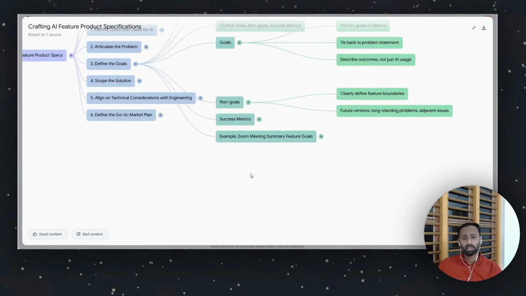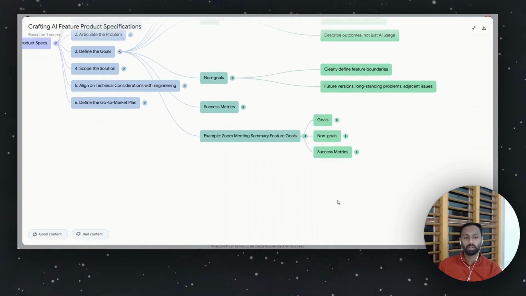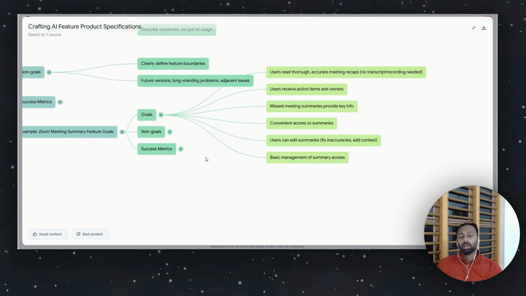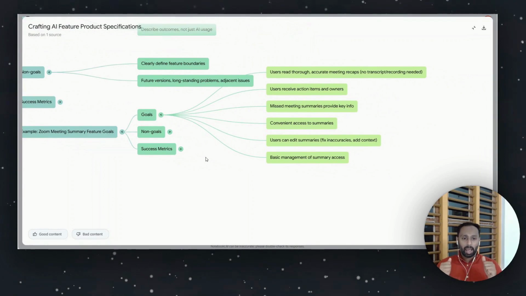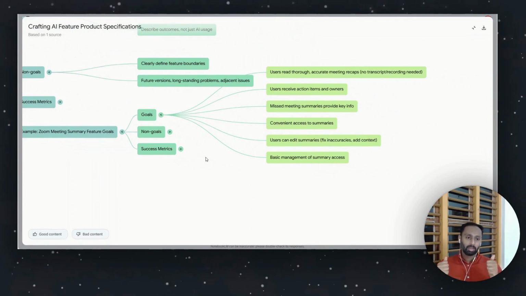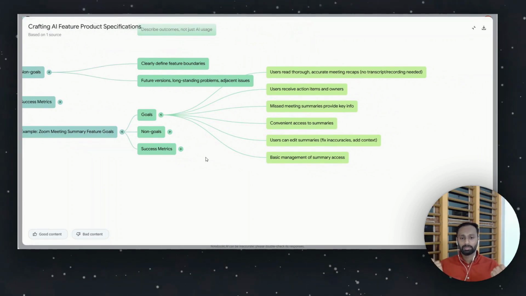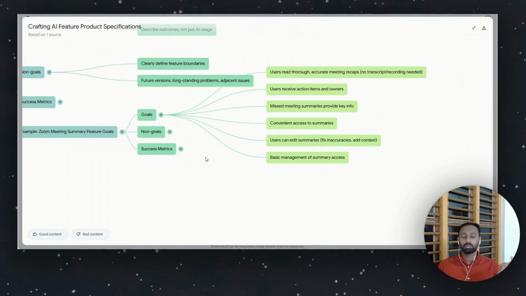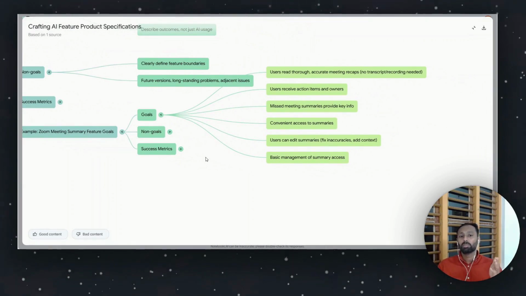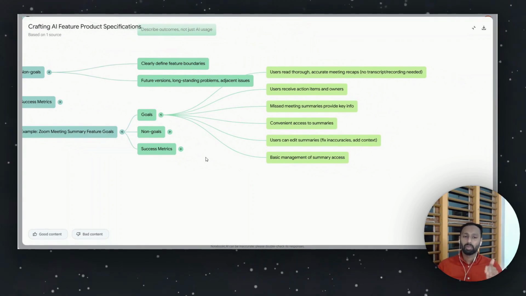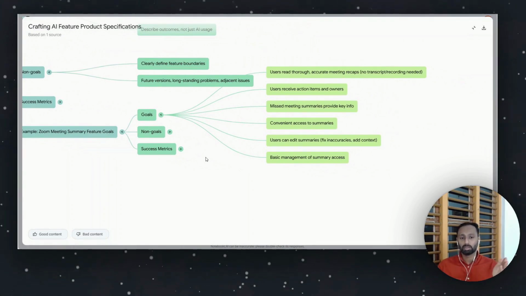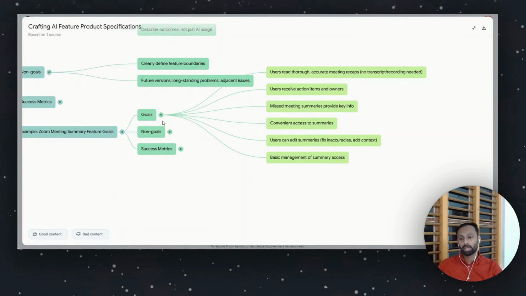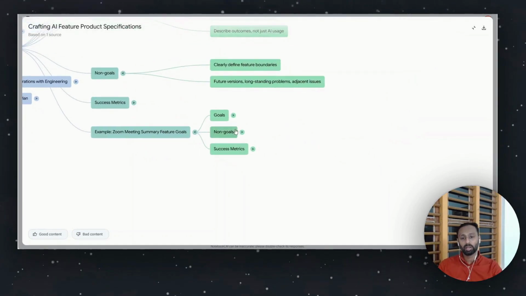So let's look at one of the Zoom meeting summary feature goals, so you get a clear idea about what I'm talking about. User reads through accurate meeting recaps, no transcript recording needed. That's one of the goals. User receives action items and owners. That's another goal. The meeting summaries provide key info. Again, another goal. Convenient access to summaries. User can edit summaries. Basic management of summary access. So these are some of the goals that it gives.